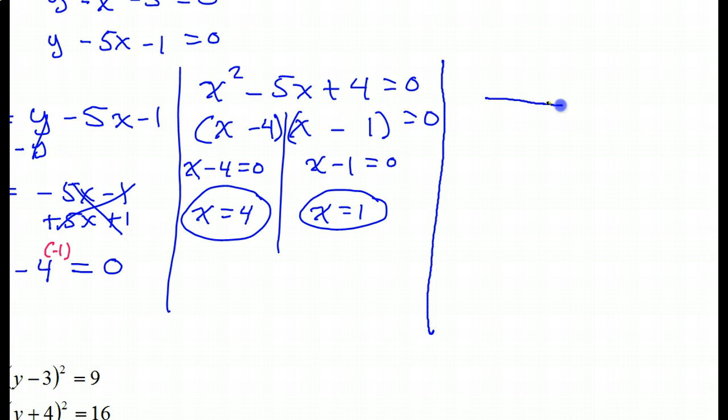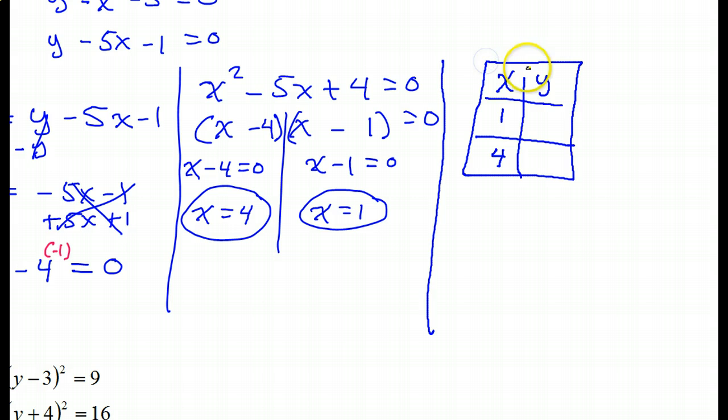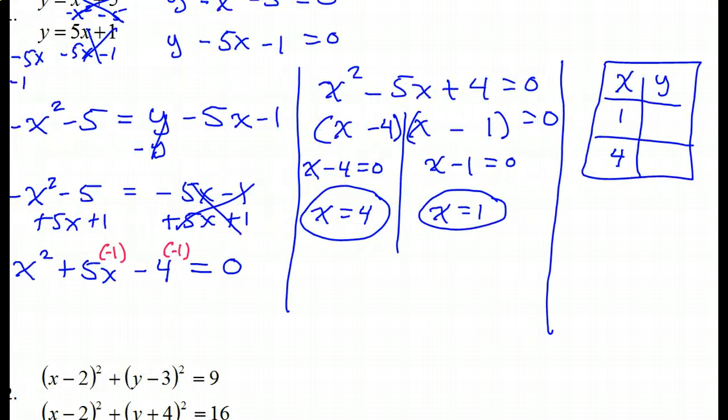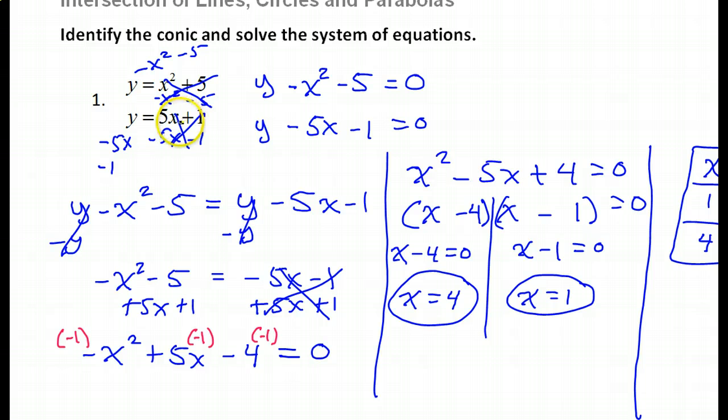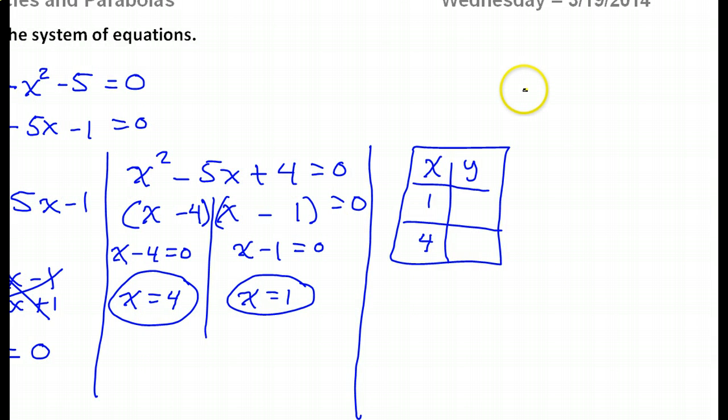So I like to think of it as a t-chart, where I have x's over here and y's over here. These are both x's, so I've got my 1 and my 4 x values, but I want to know the y values that go with them. Now, basically I'm going to go back to one of these two equations. The bottom one is easiest. I see y equals 5x plus 1. Let me just write that down. So I know that y equals 5x plus 1.